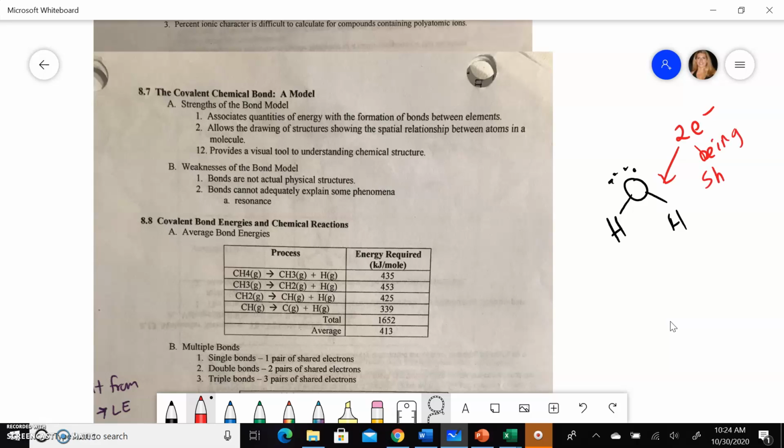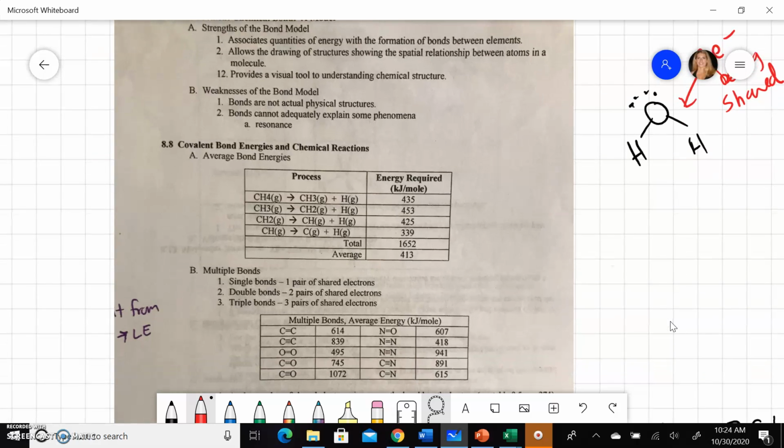But what you need to recognize is that this is a model. So this is not an actual stick. It's not like they're actually tied together. What's happening is that those 2 electrons are attracting them to each other, but you just have to recognize that it's a model and it's not an actual stick. And then those valence electrons are represented as dots, and we did this in our last lesson.